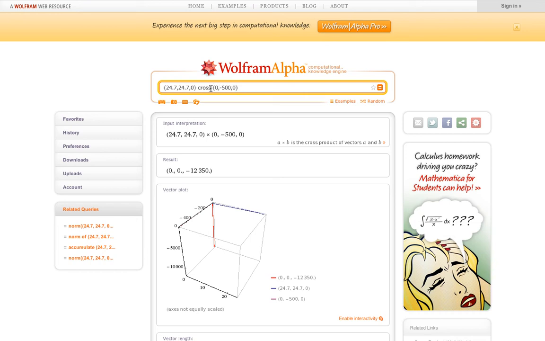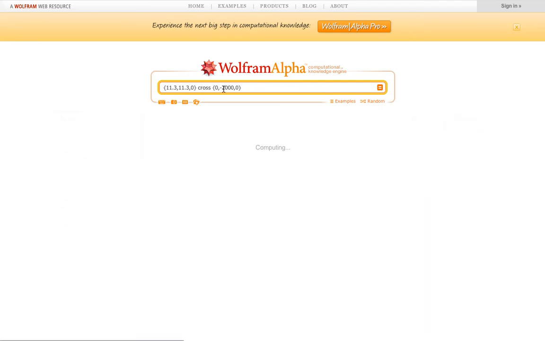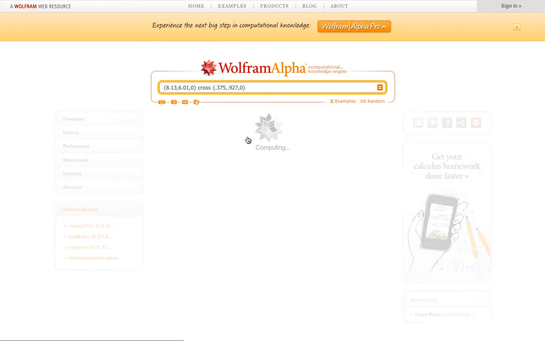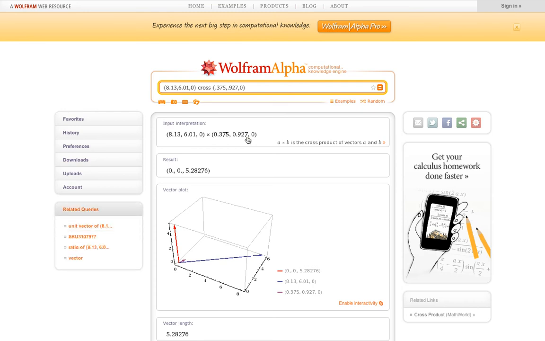Okay. Similarly, if we compute R sub W, which is 11.3 cross 0 comma minus 2000, we get that this is minus 22,600 in the z direction. And finally, if we compute R sub b, which is 8.13 comma 6.01 cross the unit vector lambda hat b, 0.375 comma 0.927, then we get this cross product is 5.28, again in the z direction.